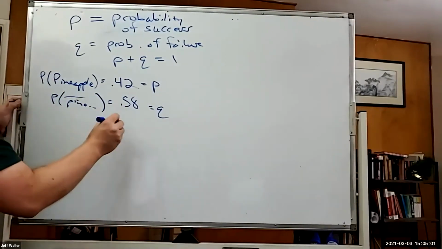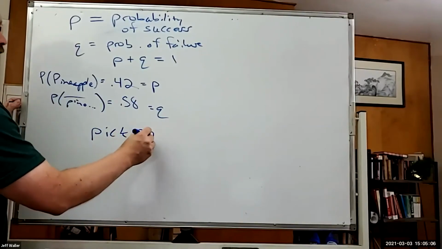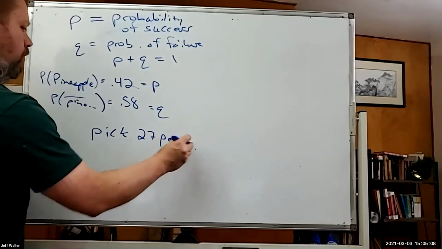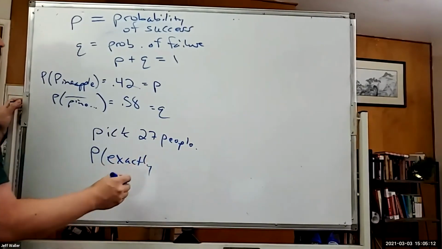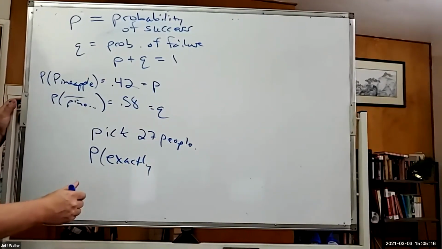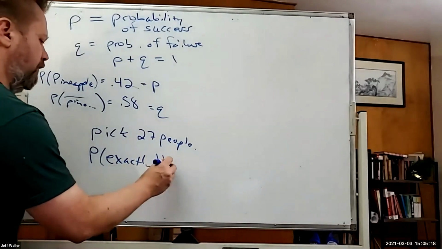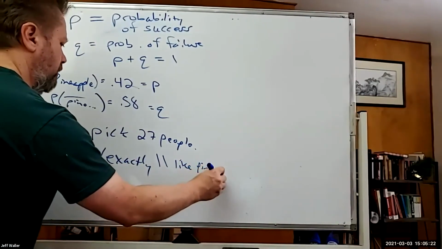Now let's say that I pick 27 people. What's the probability that exactly, what makes sense, Jeff? I don't know, Jeff. Let's say exactly 11 like pineapple on their pizza.